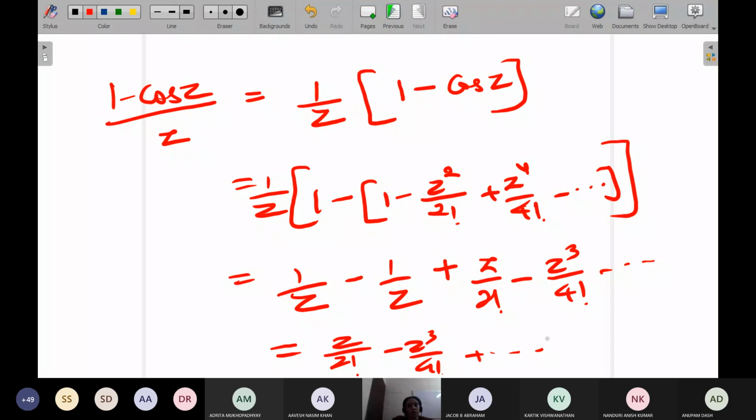This doesn't have negative powers. So 1 minus cos z by z at the point z equals 0 gives you only the Taylor series expansion, not the Laurent series expansion, because there are no negative powers of z. If they ask you, you can conclude it. Otherwise, you can just leave it. I'm just showing all the different expansions we have. This is more than enough for Laurent series and Taylor series. Till here your CAT portions are over.